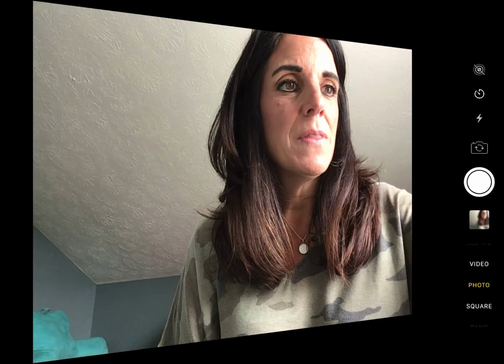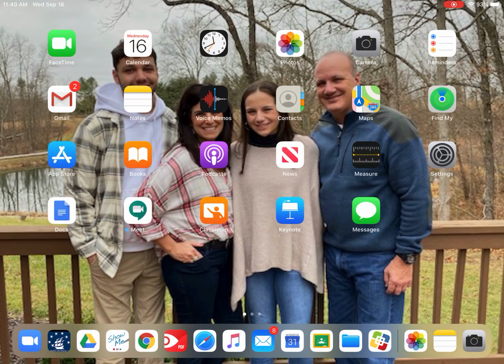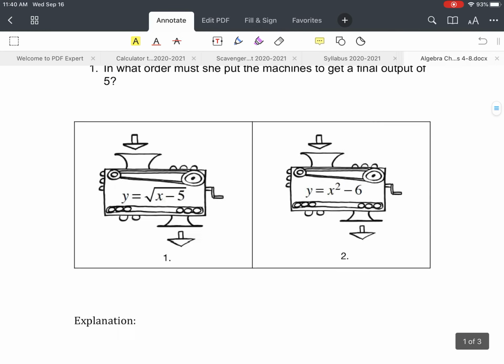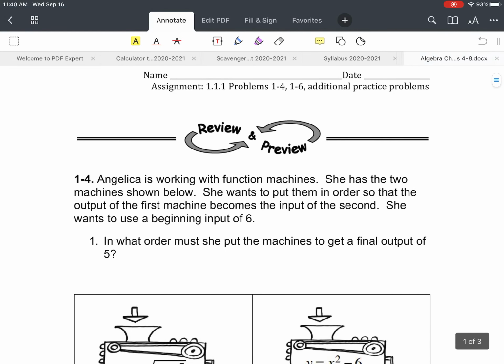I'm looking at my homework right now. Review and preview. I'm going to go ahead and flip the camera and give me a few minutes to kind of fumble through the screens for a second. So I'm going to go out of there, and hopefully you're still hearing my voice. And this is the homework. So you can see right there, it says review and preview at the top. And the assignment is 1.1.1, and it lists the problems that you will be doing.